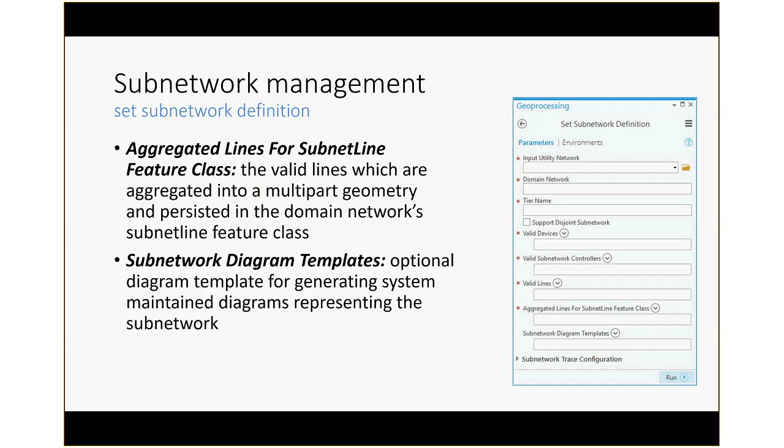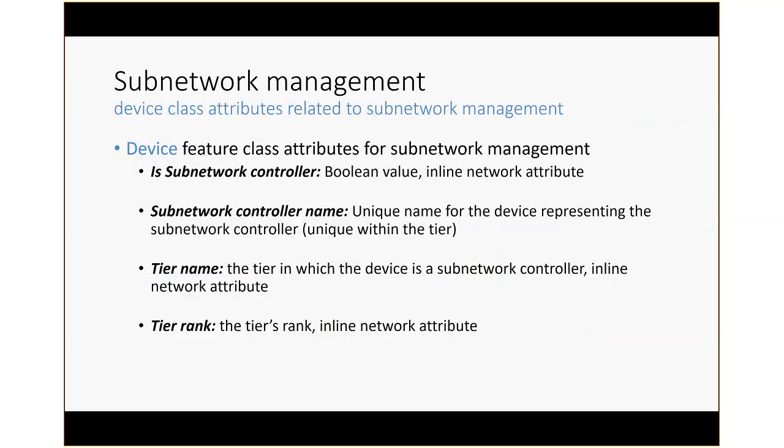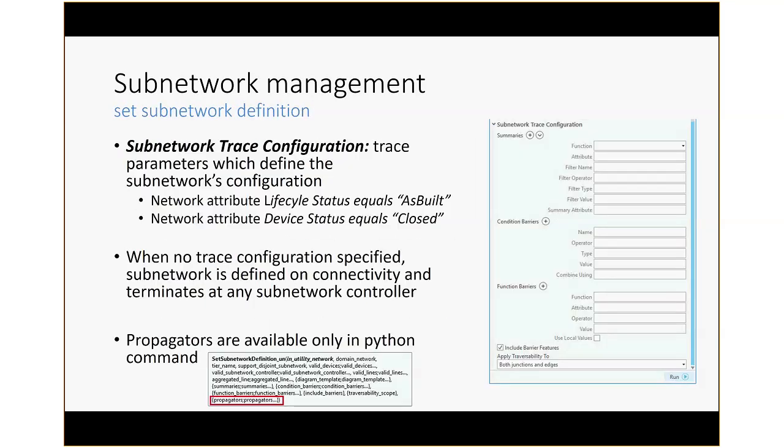All right, I talked about the trace configuration. I talked a little bit about propagators. I'll show that example in a demo coming up. And then I talked about the summaries. Did I have the summaries on here? No, we'll come back to the summaries. I highlighted how you can have these summaries that are discovered and stored on the subnet line feature class.